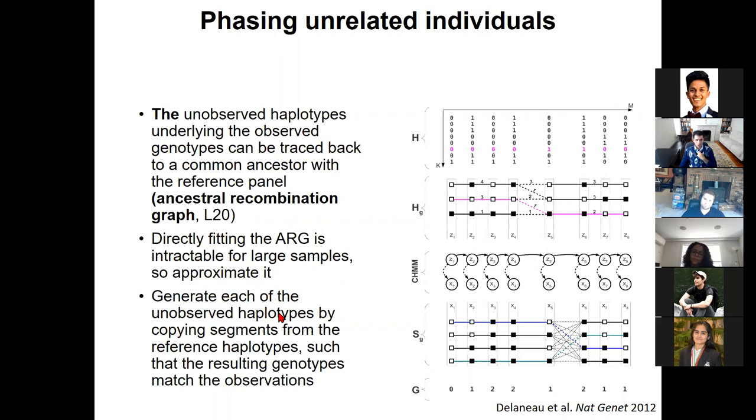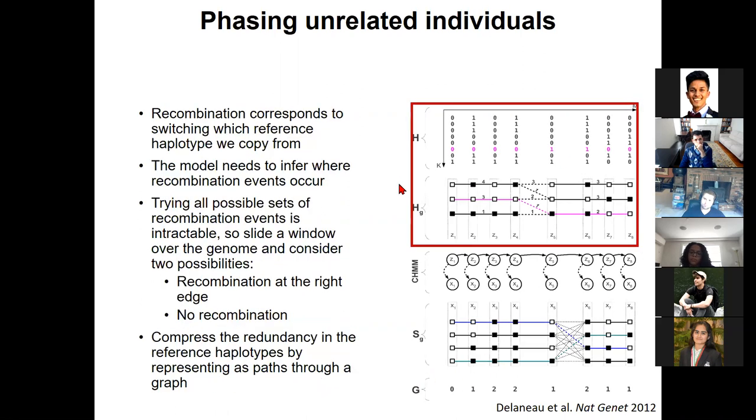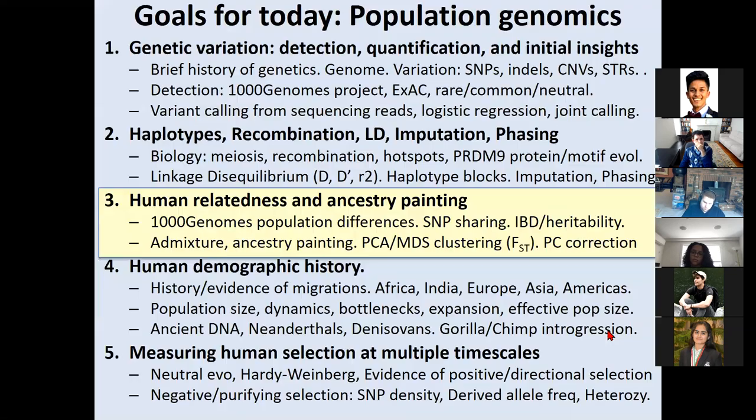We can generate each of the unobserved haplotypes by copying segments from the reference haplotypes such that the resulting genotypes match the observations, okay? Then every single recombination corresponds to a switching of which reference haplotype we're copying from, and this model needs to infer where the recombination events are occurring. So if you try all possible sets, that's intractable. So instead you can slide a window over the genome and consider whether there's a recombination at the location or whether there's no recombination. And you can compress the redundancy in the reference haplotypes, representing it as paths through a graph of recombination events. Okay.